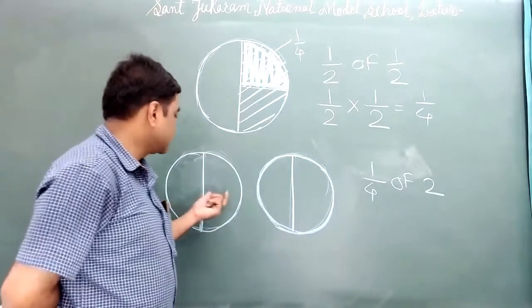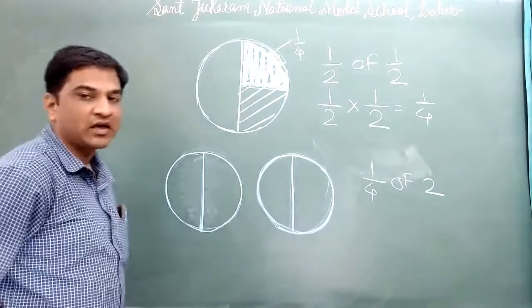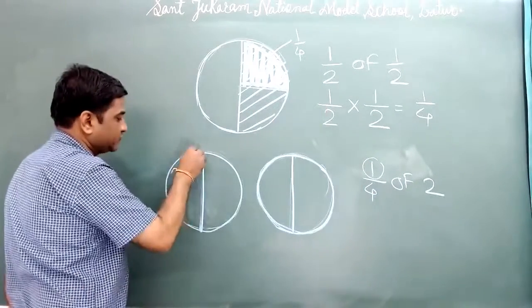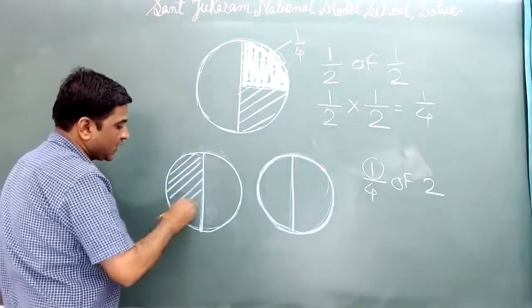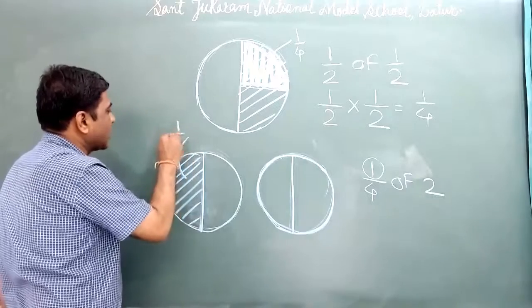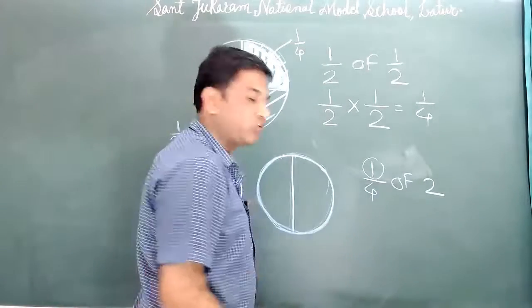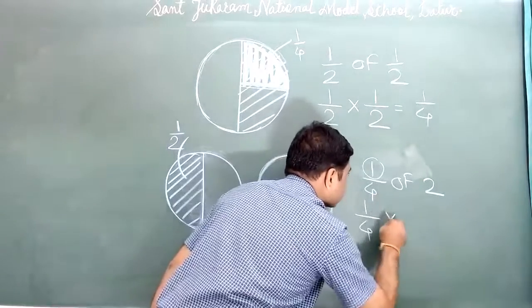So we divided these 2 cakes into 4 equal parts, and now as we got 4 equal parts, we are going to take one part of it and share it, and this is nothing but equal to half. Now how did we get this answer? When we say "of", it indicates multiplication.